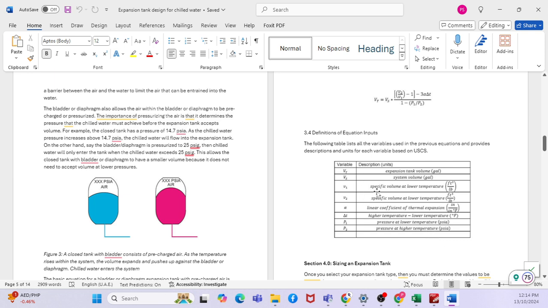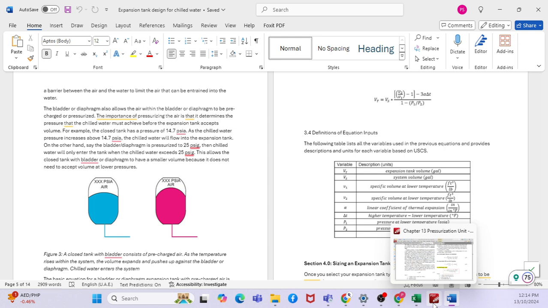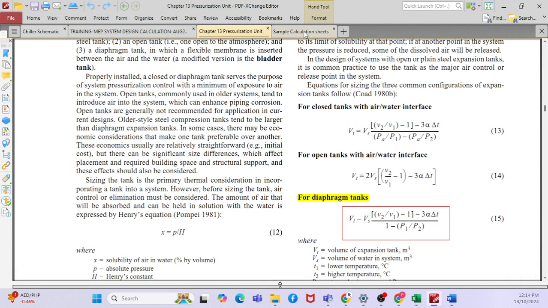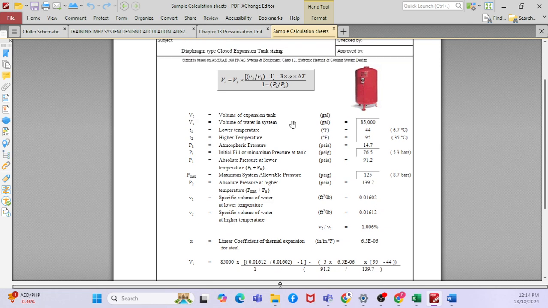So this is the way to calculate your system expansion vessel size. I have shared one of the sample calculation sheets. Here you can see this is one of the calculation sheets. I will be sharing the Excel sheet with everyone. This is based on a diaphragm type closed expansion tank, which is the tank we are using in all our chilled water systems.